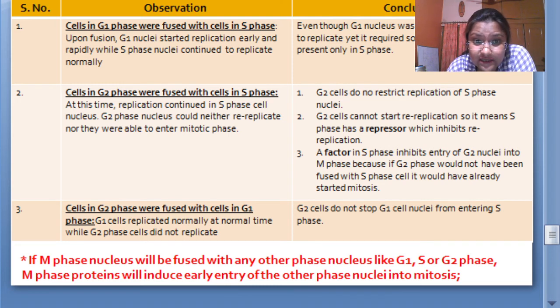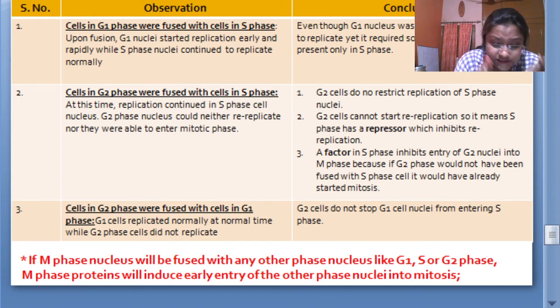Now the third conclusion for this observation was that a factor in the S phase inhibits entry of G2 nuclei into the M phase also. Normally what happens is, if the cell is in G2 phase, then after 4 hours it will enter into mitotic phase, M phase. But here, rather than going into mitotic phase, the cell remained in the G2 phase only because the nucleus is black colored. So that means S factor.